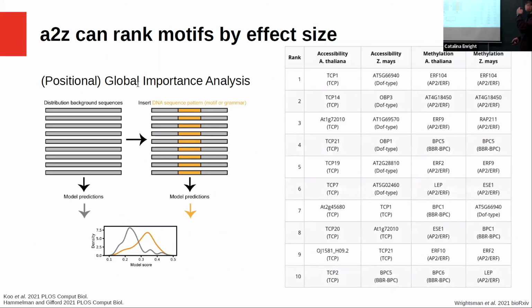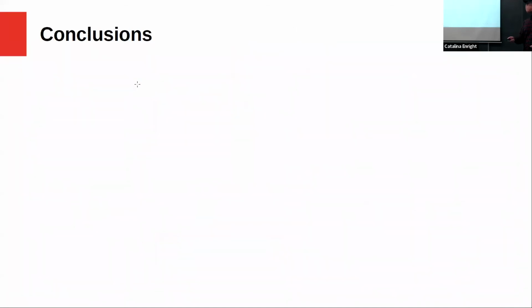And I get a table that looks something like on the right. The first thing to notice is that on accessibility between Arabidopsis and maize, we don't see as similar a pattern. We do see the TCP motifs in Arabidopsis are highly ranked for accessibility. We see in maize that TCP is also highly ranked in the top 10, but so are these Dof type motifs. For the methylation side of things, it's more consistent. We see basically that these AP2 ERF motifs are highly ranked consistently between both species, as well as these BPC family motifs.